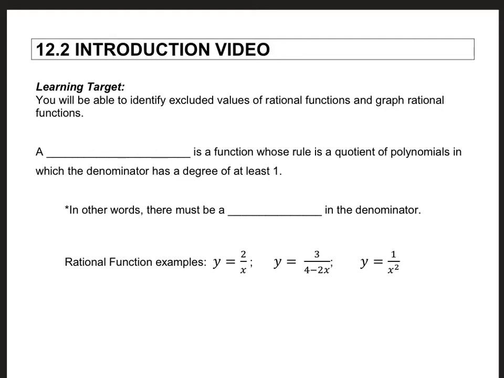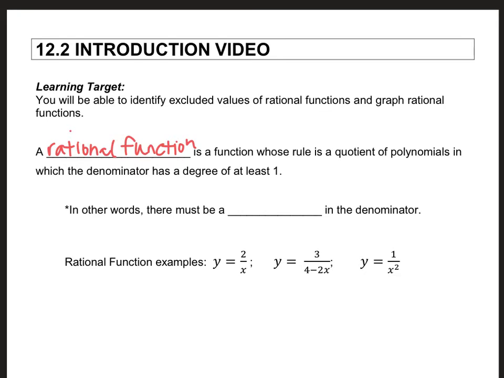All right, moving on to lesson 12.2. We're going to focus on rational functions now. So, yep, that's going to be our first word in the vocab. A rational function, don't mind my sloppy writing, is a function whose rule is a quotient of polynomials.